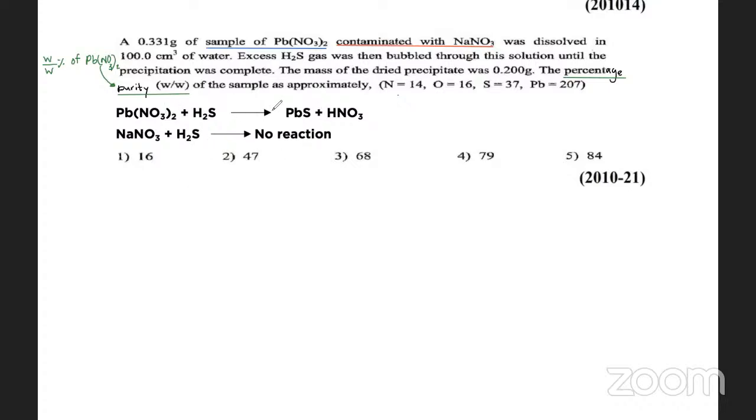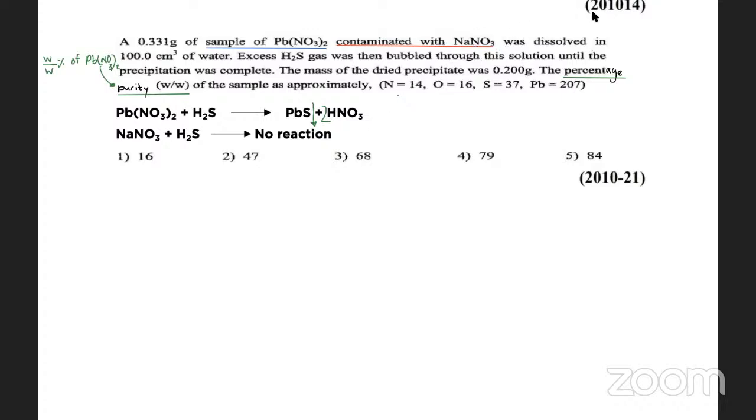First of all, let me check whether the reaction is balanced. Yeah, I just need to put a 2 here. The reaction will be balanced. And who do you think is a precipitate here? Lead sulfide is a precipitate, people. Lead sulfide is the precipitate formed when you pass H2S gas through lead nitrate solution. The mass of dried precipitate.